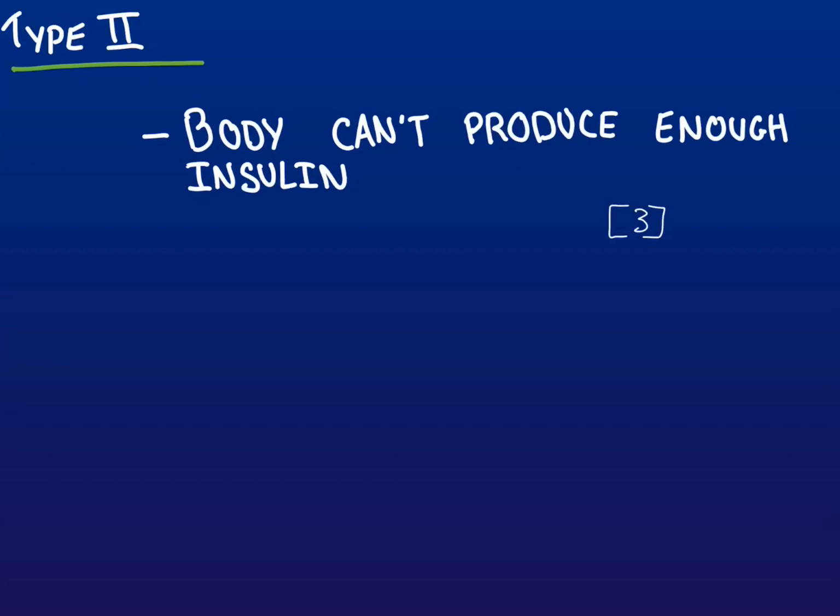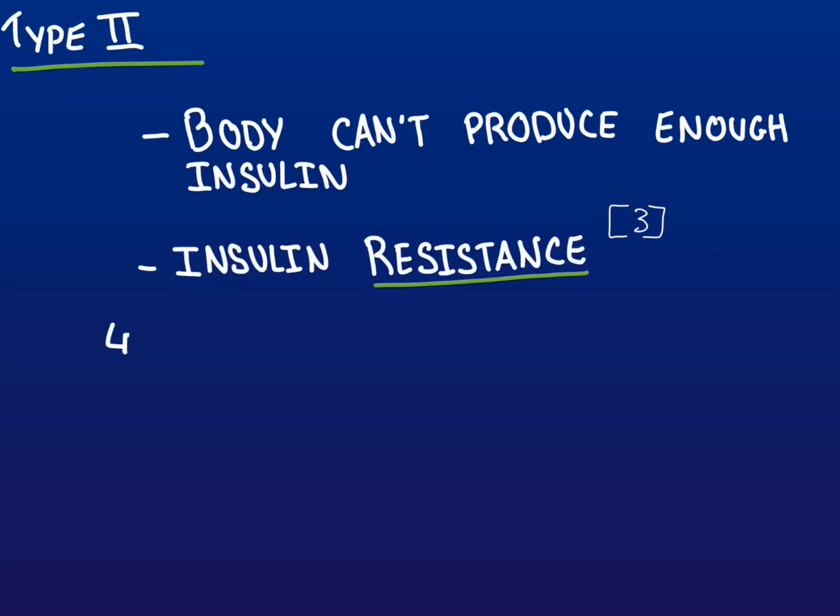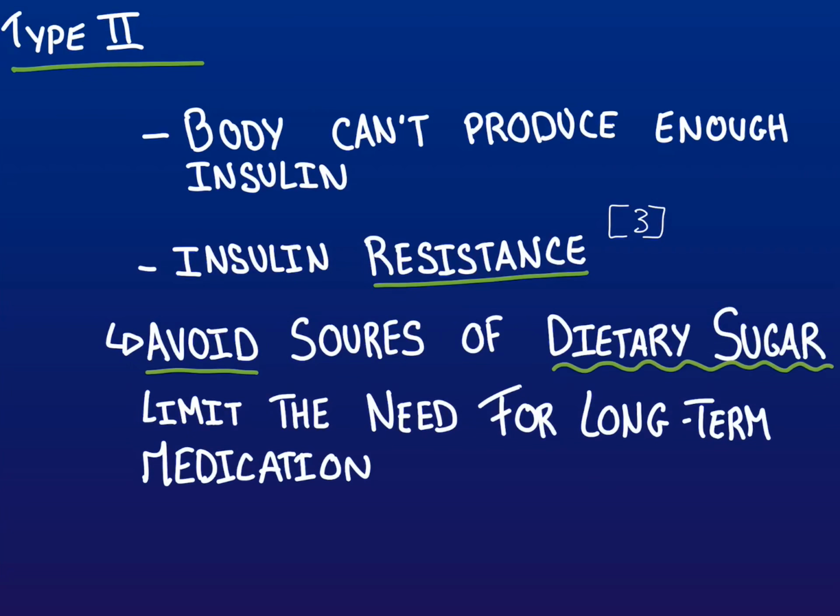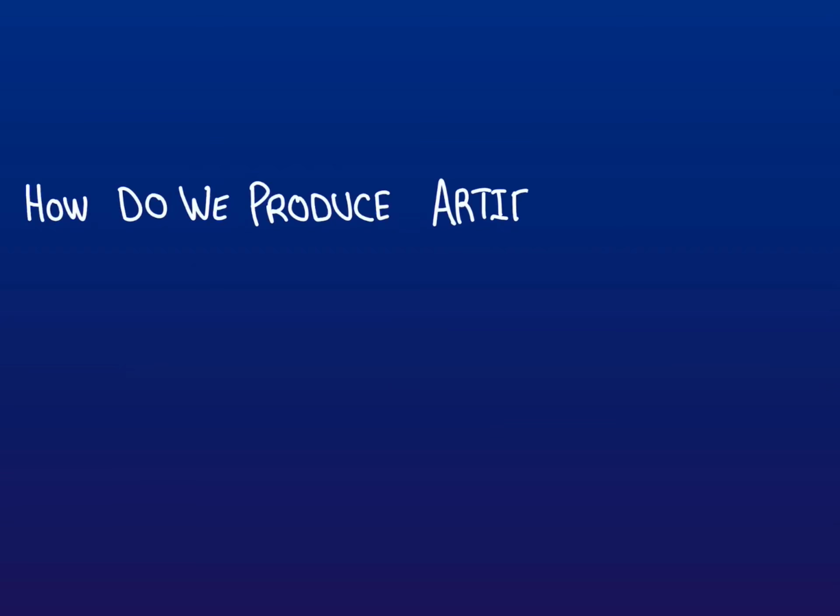In type 2 diabetes, the body can't produce enough insulin, and this is often due to insulin resistance. And so patients with type 2 diabetes need to avoid sources of dietary sugar so that they can limit the need for long-term medication. So how do we produce artificial insulin used in type 1 diabetes treatment?